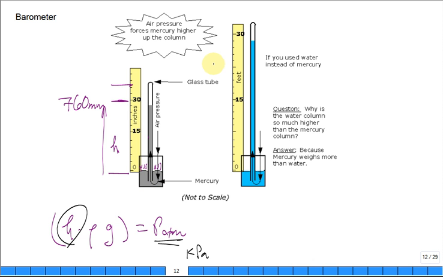Let's say the mercury is too expensive. I want to do this out in my lab. I want to do it with water. I want a water-filled barometer instead of mercury, right? How tall a one do I need?